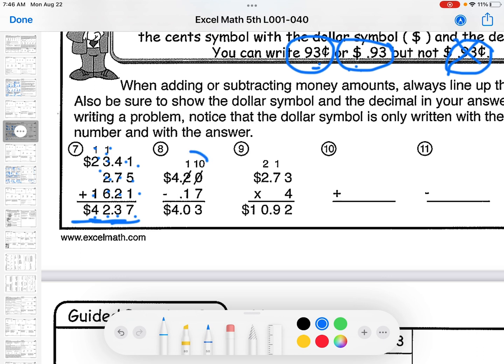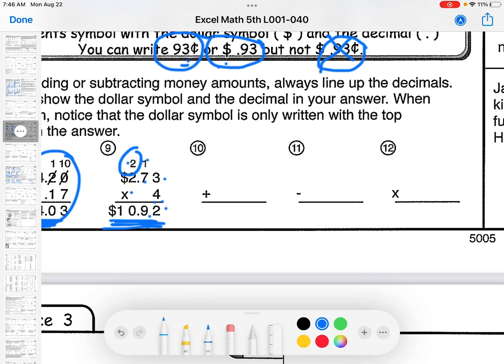$42.37. Here's subtraction. Just subtract like you always normally do. Put a dollar sign and a decimal point in. Here's multiplication. 4 times 3 is 12. Regroup with the 1. 7 times 4 is 28, plus 1 is 29. Regroup with the 2. 2 times 4 is 8, plus 2 is 10. Again, notice dollar sign 10.92. $10.92.